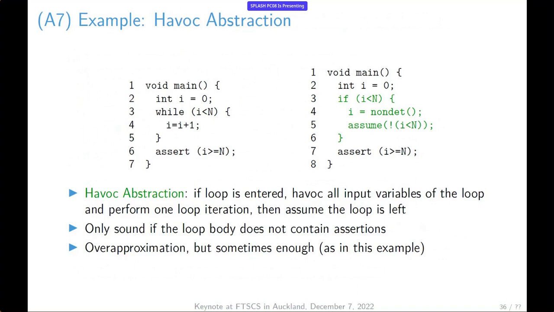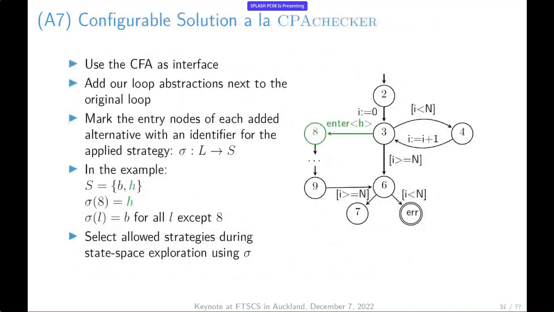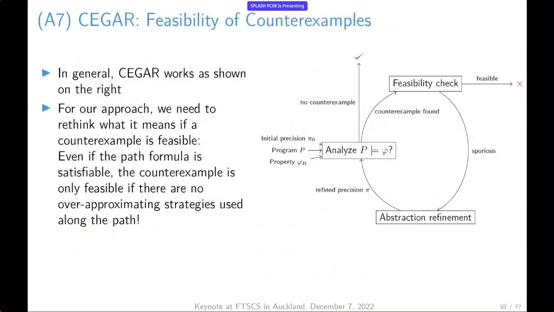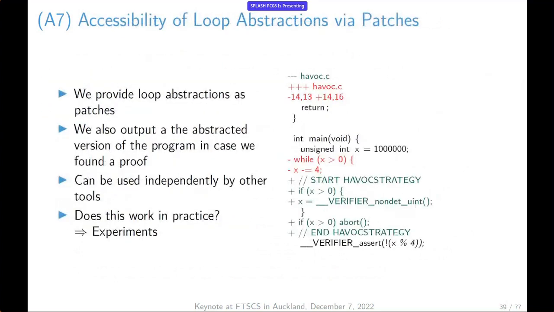So now, how is this useful in combinations? There are tools that implement loop abstractions, but this does not have other tools, right? So there are smart researchers implementing clever loop abstractions, but it does not have other researchers. So what we have to do is make the loop abstraction accessible.